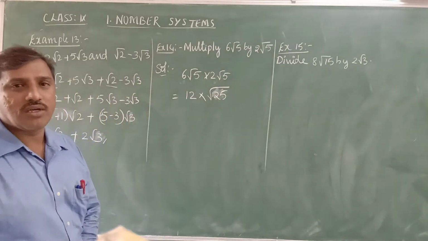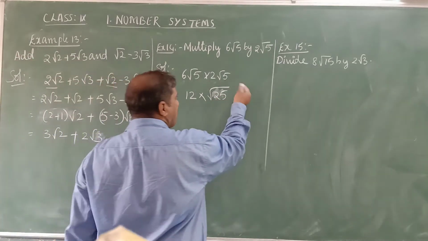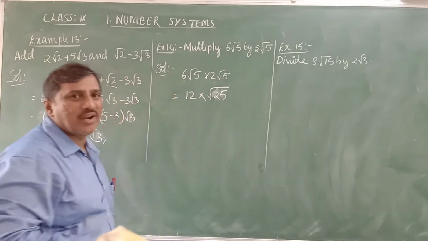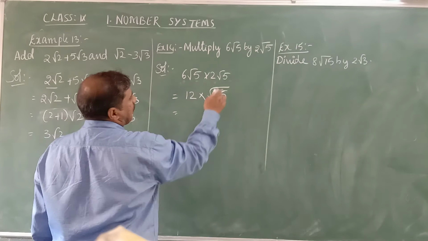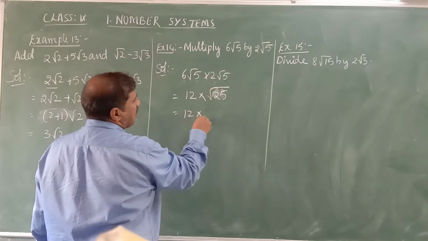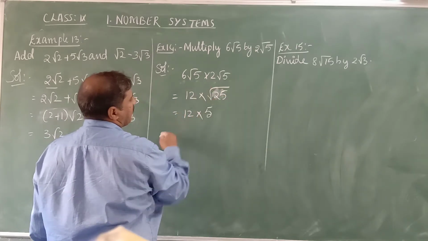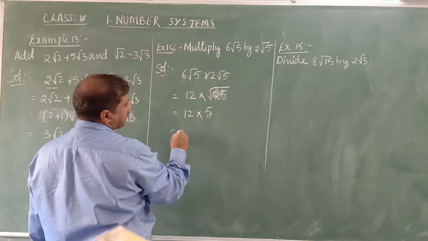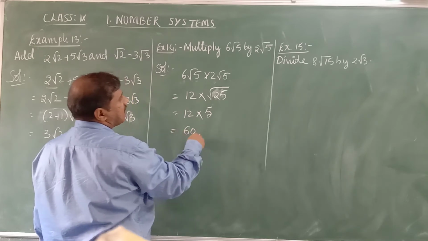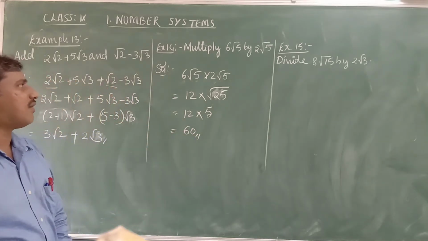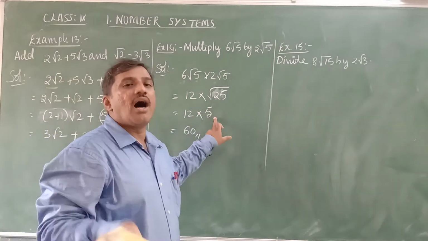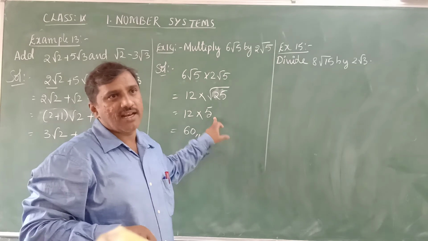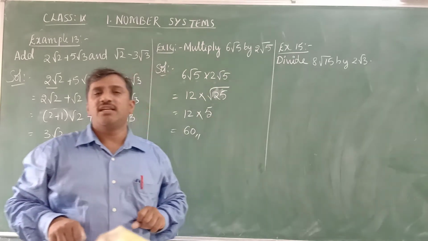Root 5 into root 5 is root 5 whole square, or root 25. Here we have the identity: root a into root b is equal to root of a into b. That is, 5 into 5 is 25. 12 into root 25, which is 5. So 12 into 5 is 60. So when we multiply 6 root 5 by 2 root 5, we get 60. Root 25 is 5, and there is also minus 5, but we will consider only the positive square roots.